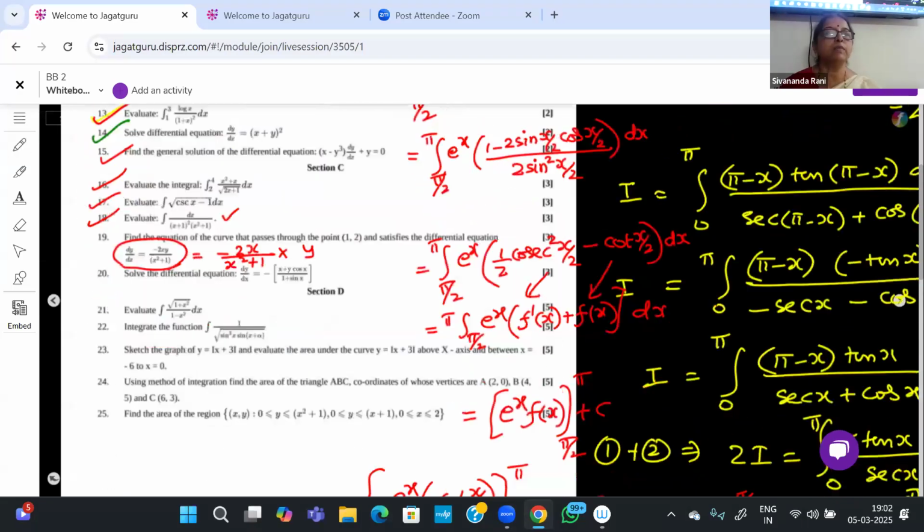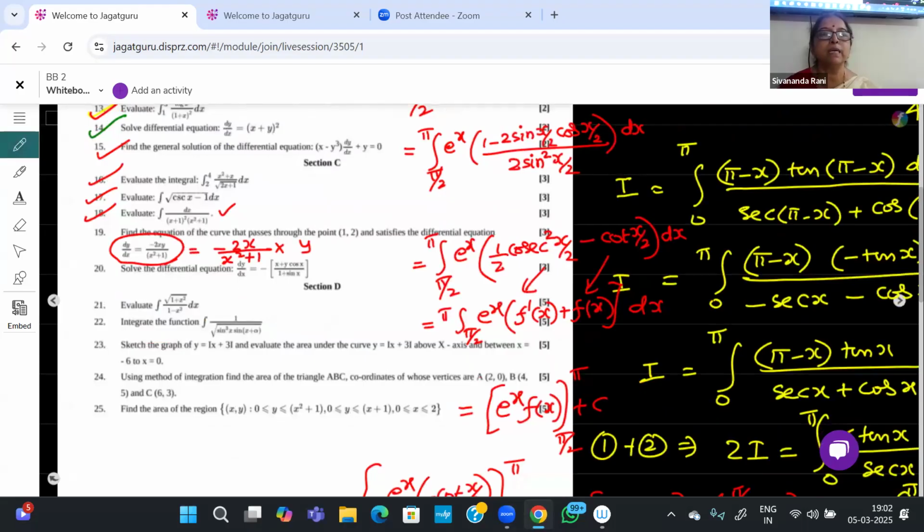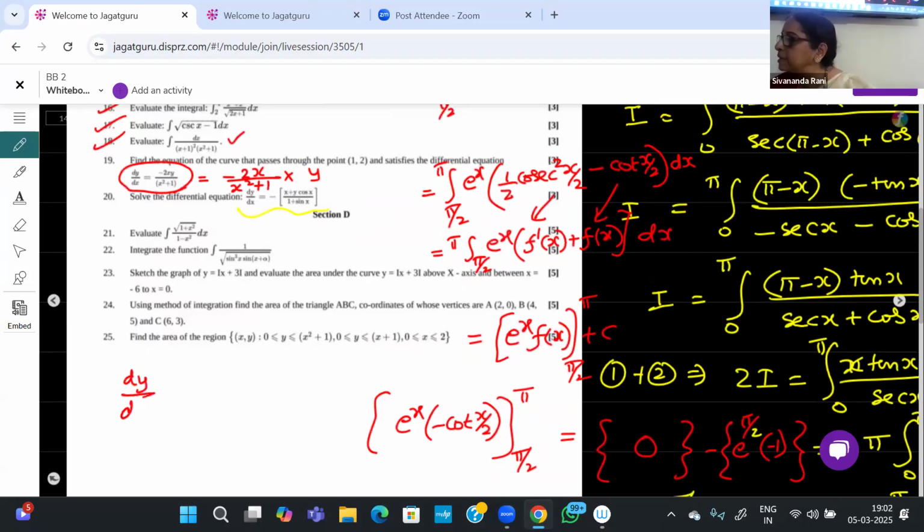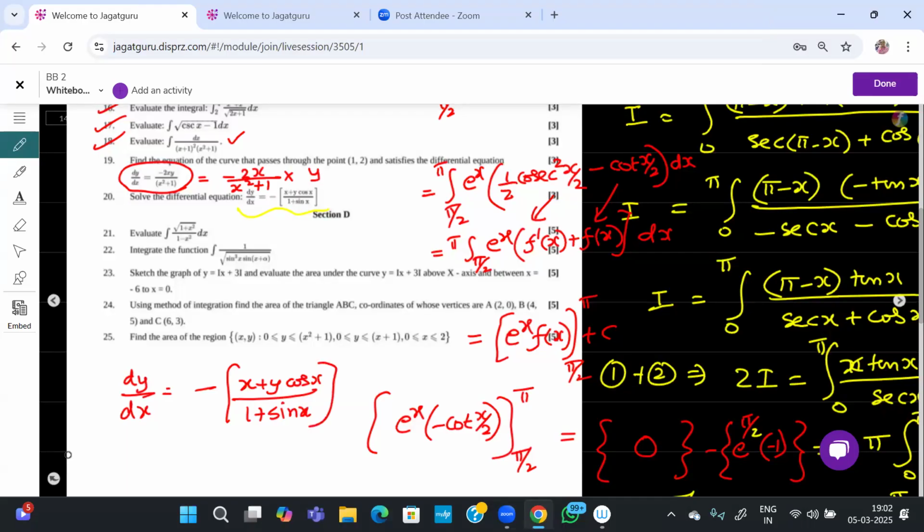The next one, can someone tell me what type is this? Dy by dx is minus of x plus y cos x by 1 plus sin x. LDE in y. Very good. Yes.